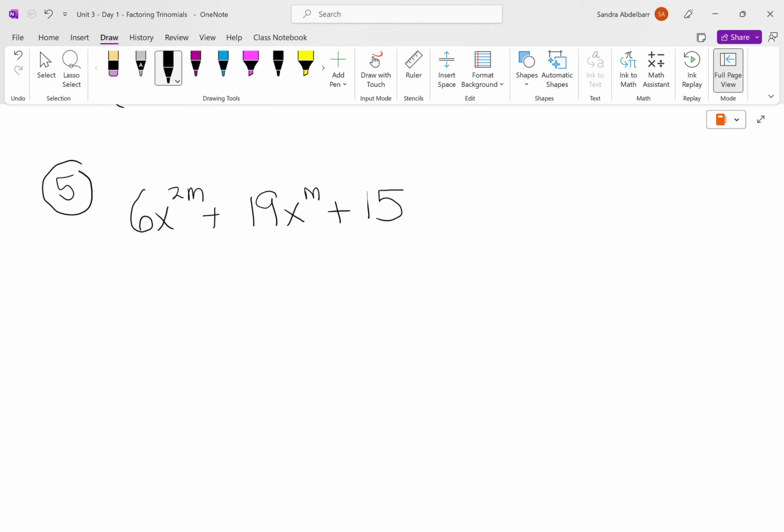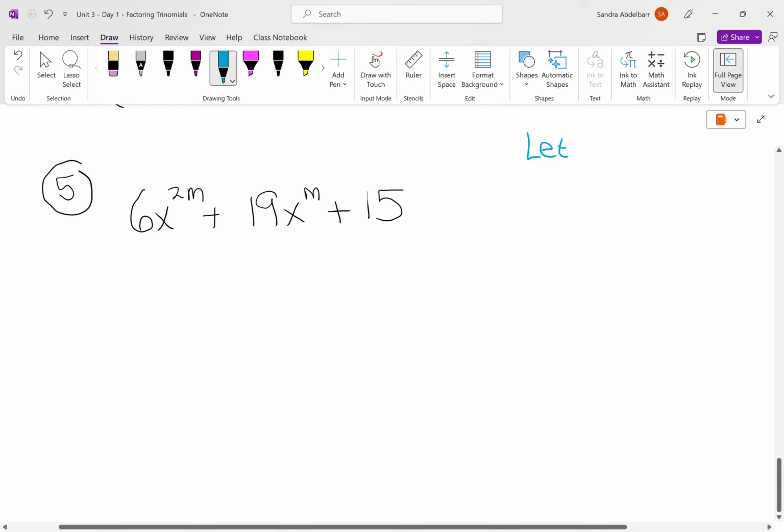Okay, so an ideal factoring scenario is something that looks like this. You have a trinomial, but the exponent on the variable in the second term is always half the exponent on the first term. Or you could look at it as the exponent on the first term is always double the exponent on the second term. Is that the scenario? Yeah, so that means this is a good factoring scenario.